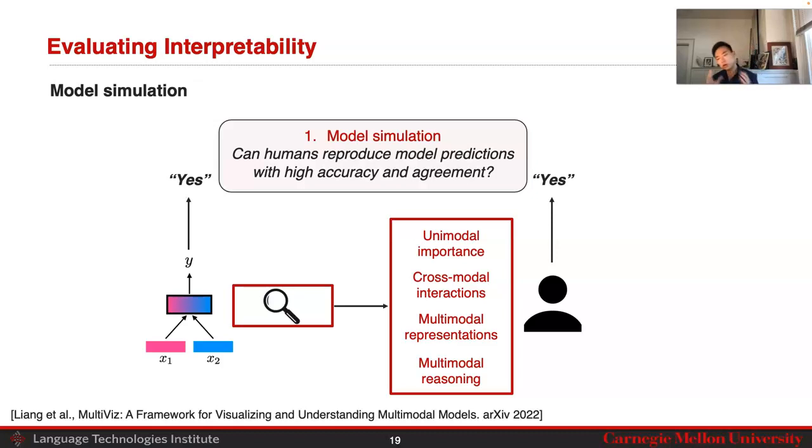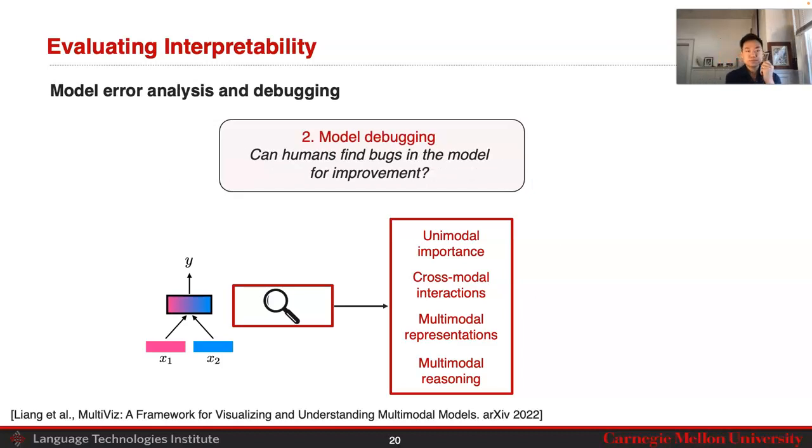So on one hand, if the model was fully black box and you didn't do any interpretations, the human should not be able to recover and simulate what the model predicts. But if your interpretation approach is completely faithful to the model, then you should be able to recover what the model predicts through human simulation. So that's a model simulation idea.